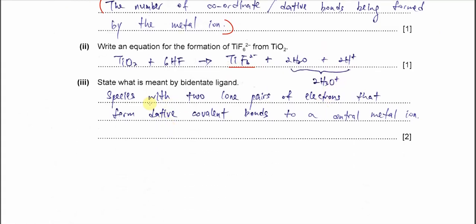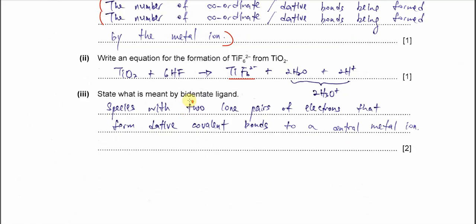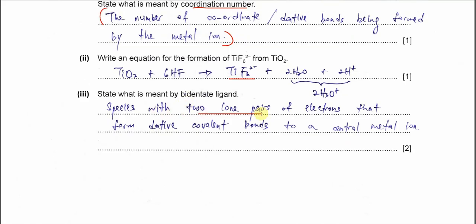Part 3. State what is meant by bidentate ligand. Very easy definition. The species with 2 lone pairs of electrons, normally we will just say 2 lone pairs. No need to say 2 lone pairs of electrons. 2 lone pairs means the pairs of electrons, right, that form the covalent bond with the central metal ion. Okay, as easy as this.